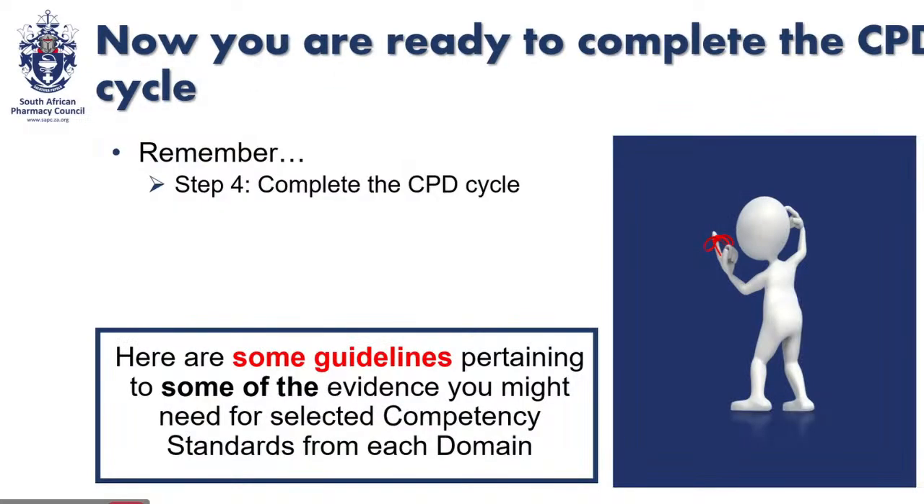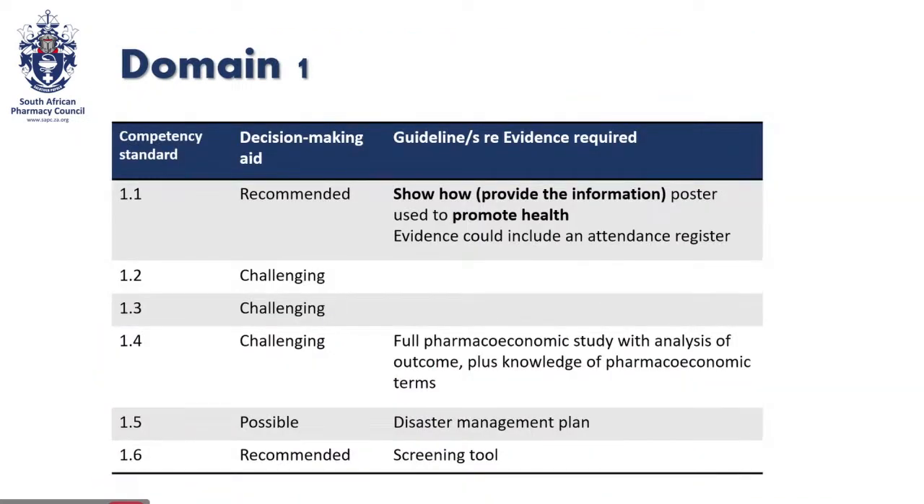Okay. So now you are ready to complete the cycle. Remember to complete all 4 steps of the cycle. And now we're going to look at some guidelines to some of the evidence that you might need for selected or specific competency standards from each domain. Remember again, this is just a guideline. This is not set in stone. Your evidence will differ for the situation and the learning need that you have.